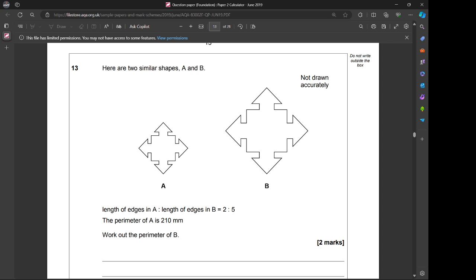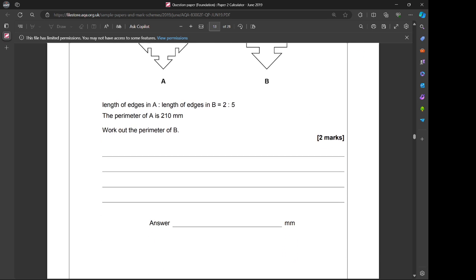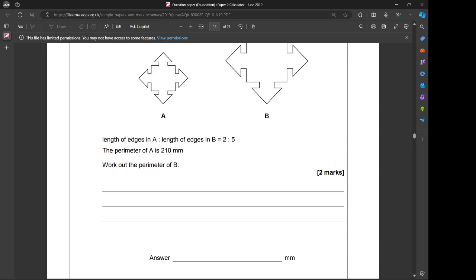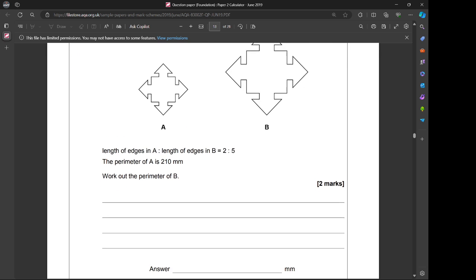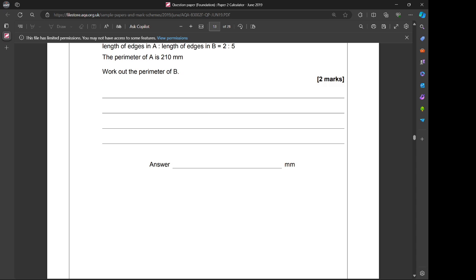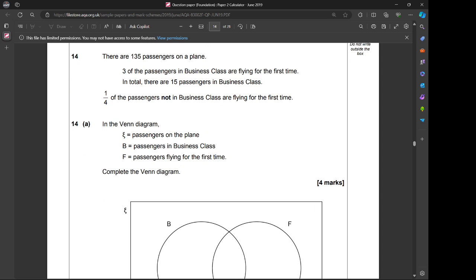To go from A to B, the scale factor will be 2.5, because 5 over 2 makes 2.5. So I'll do 210 times 2.5. If I bring that into my calculator, I get the answer of 525. So my answer is 525 millimeters, and that is going to be our answer for question number 13. Does that make sense, guys? Well done, INC, for getting that.